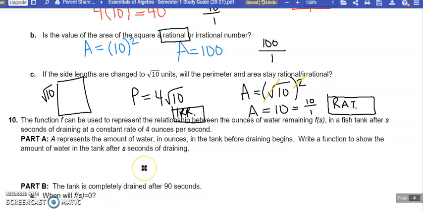All right, number 10, the function f can be used to represent the relationship between the ounces of water remaining in a fish tank after s seconds of draining at a constant rate of 4 ounces per second. A represents the amount of water in ounces in the tank before it drains. So A is like our starting amount. Write a function to show the amount of water in the tank after s seconds. So we start with this much water and we decrease by 4 ounces each second. And that gives us our function, or our amount remaining in the fish tank after s seconds.